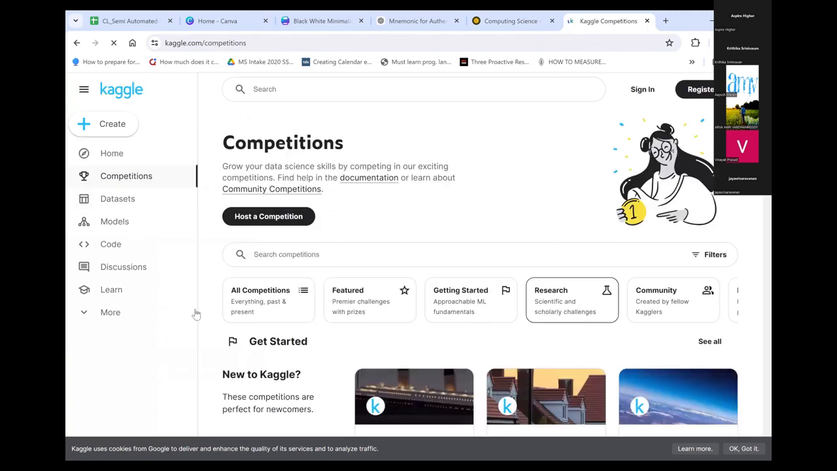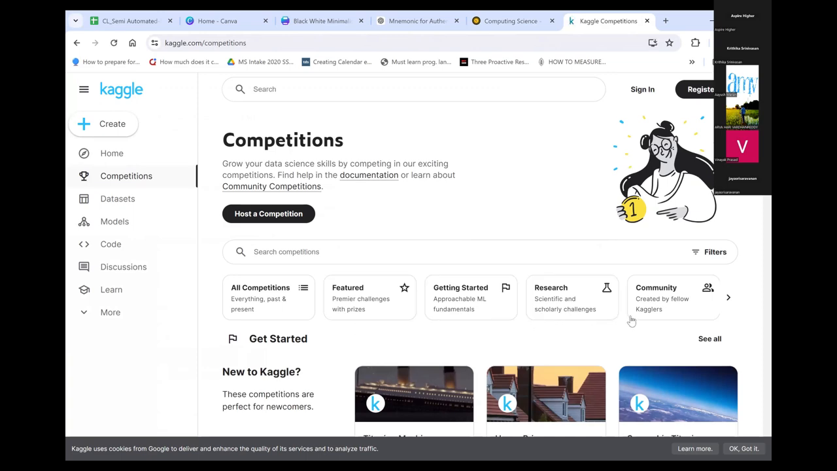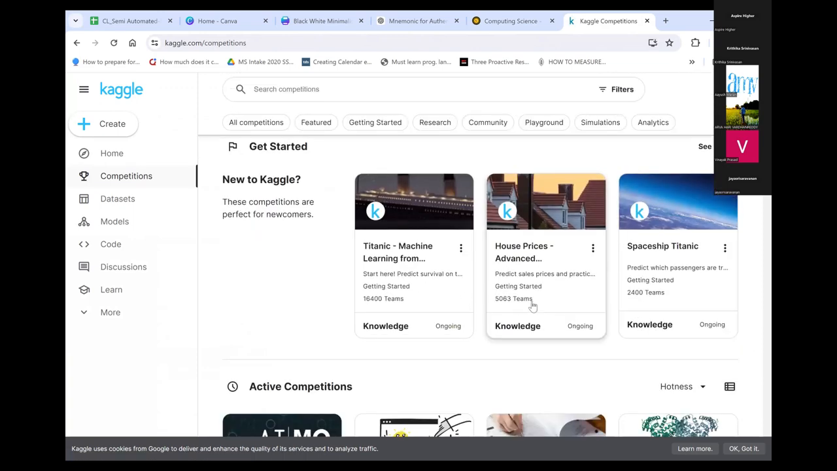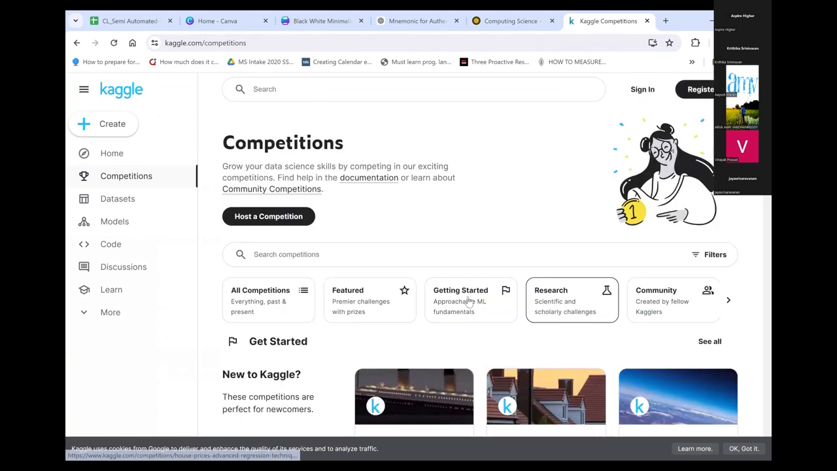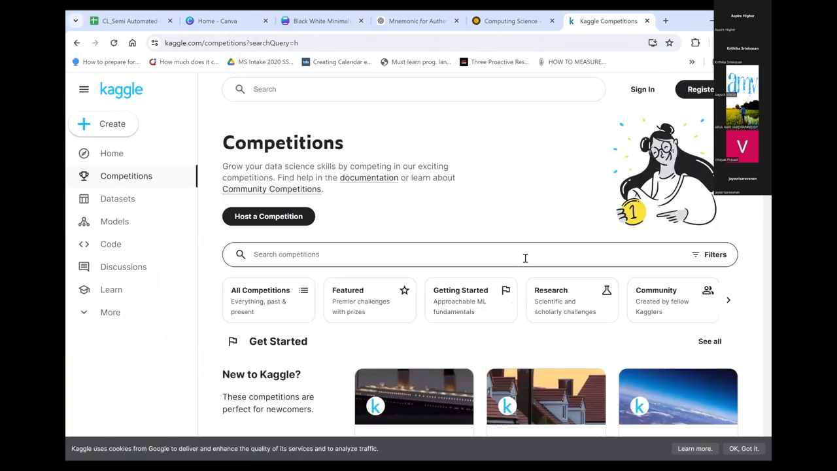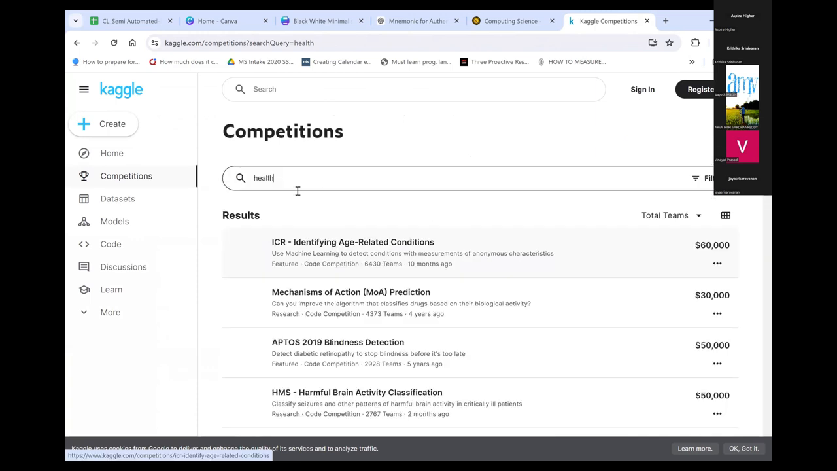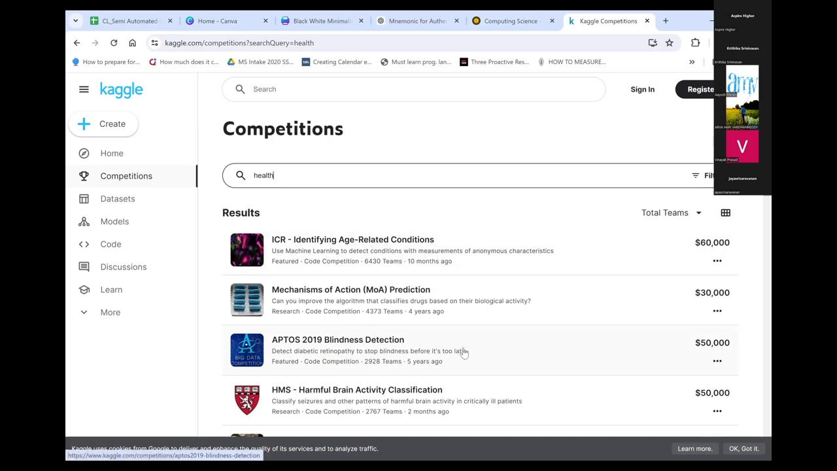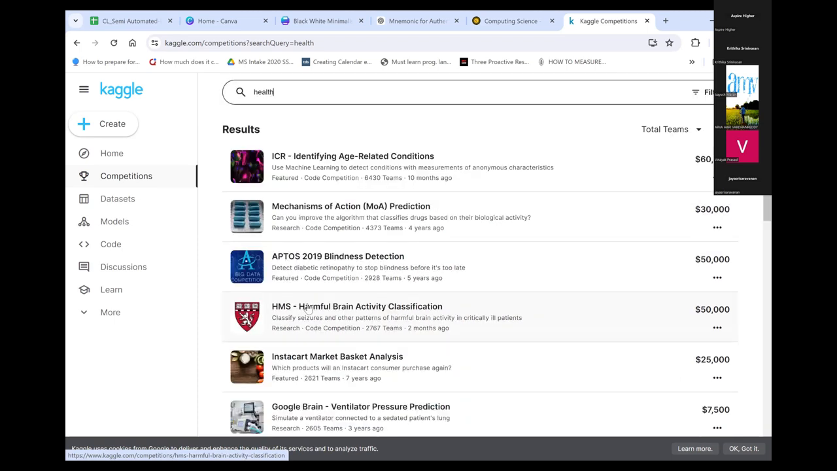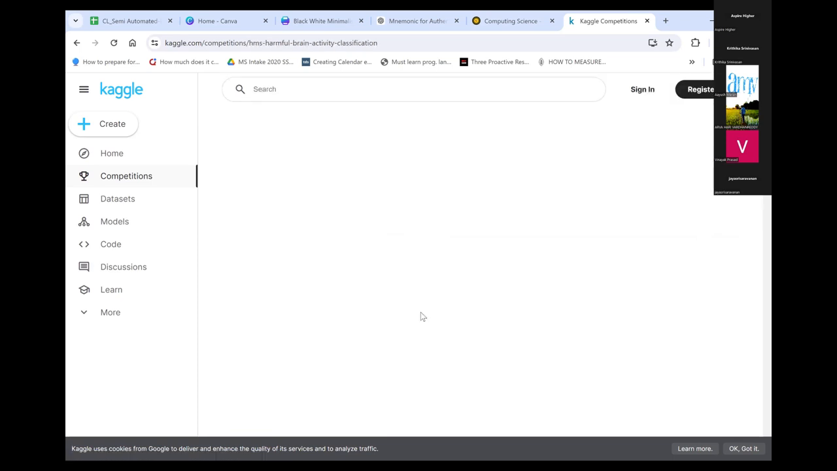Okay, I'm going to go here and look at some of the ones that are available. Let me just put healthcare. Immediately I have a lot of things available right here. Say, for example, I have worked on this harmful brain activity classification project in critically ill patients. Let's say that I worked on this project.